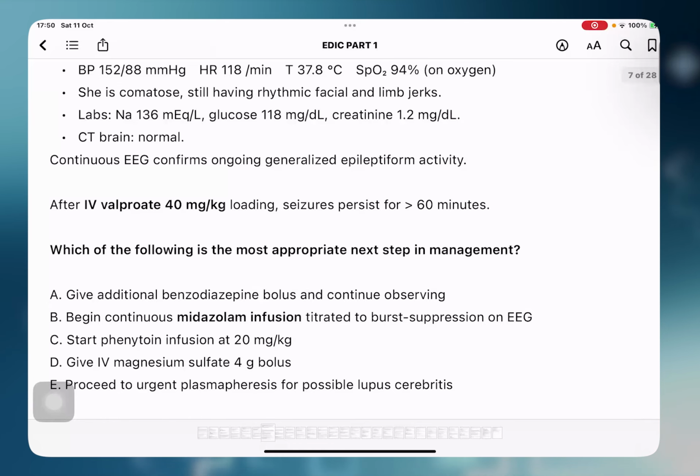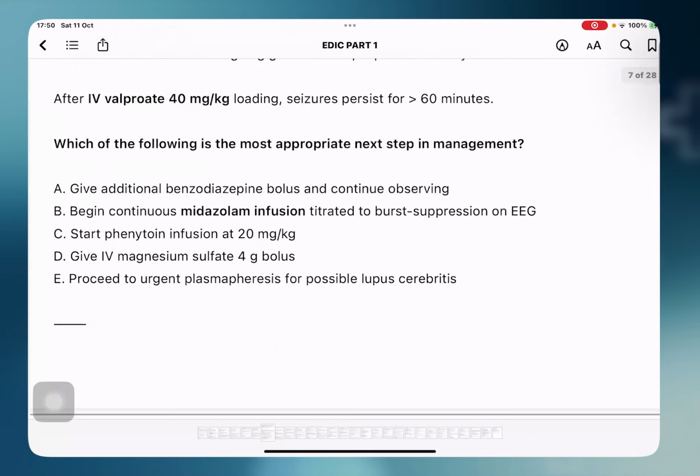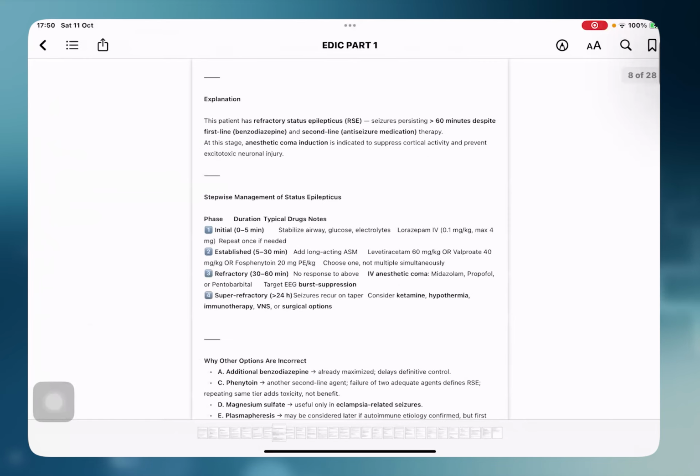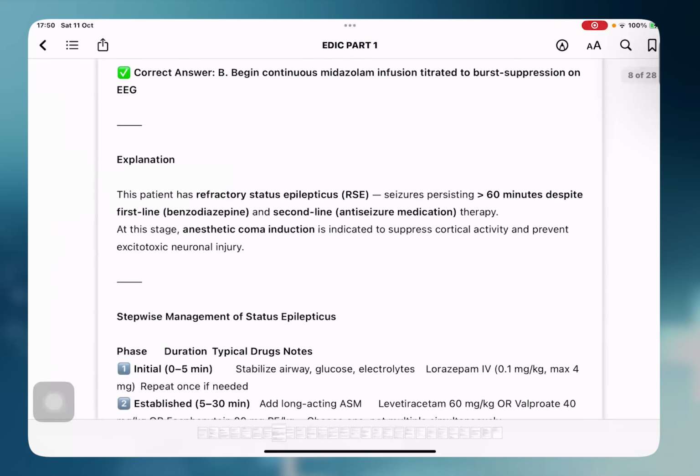For a heart, we know if the patient has a ventricular tachycardia, it is refractory, you give a shock. But in the brain, you just have to stick to medicines. So we begin a continuous midazolam infusion, titrated to a burst suppression on the EEG. So the patient has a refractory status epilepticus. Seizures have been persisting for the last 60 minutes despite first line and second line therapy. At this stage, a coma induction is the treatment of choice to suppress the cortical activity and prevent excitotoxic neuronal injury.